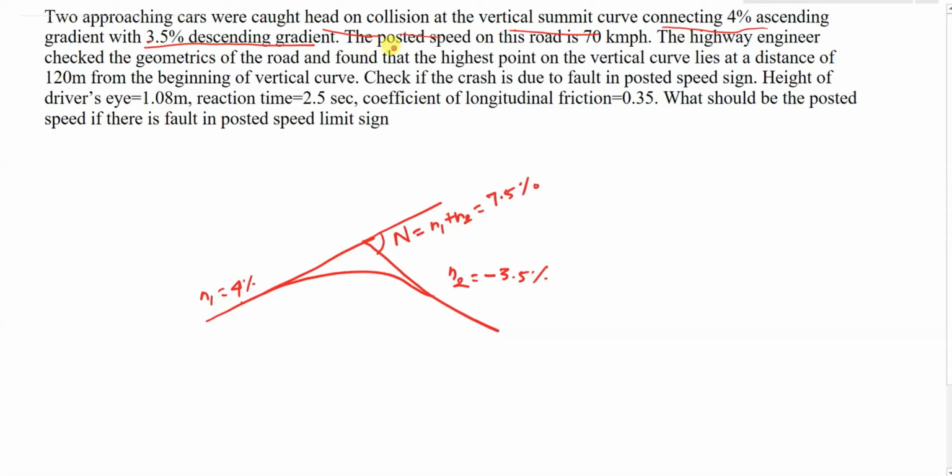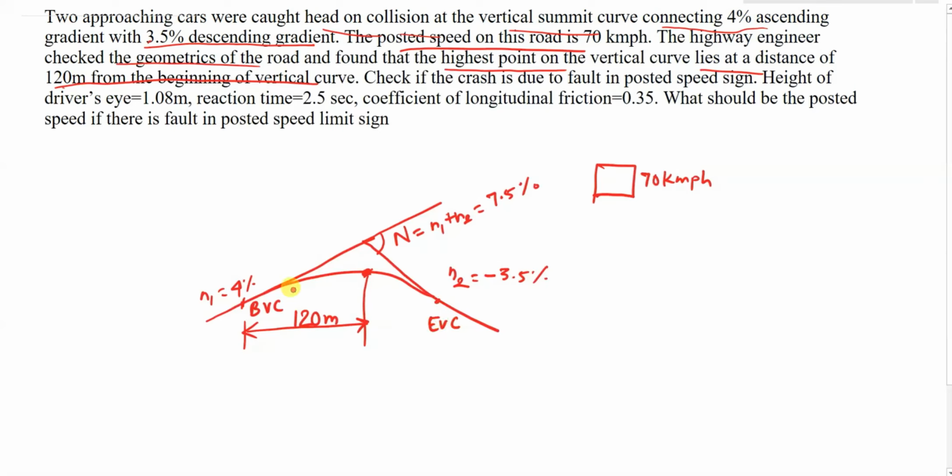So what we have been told is the posted speed on this road. Suppose that a speed of 70 km/h has been posted in this road section, in this vertical curve, and the highway engineer checked the geometrics of the road and found that the highest point on the curve lies at a distance of 120 meters from the beginning of the vertical curve. So suppose this is the beginning of the vertical curve and this is the end of the vertical curve. So we have been given the distance x equals 120 meters, right?